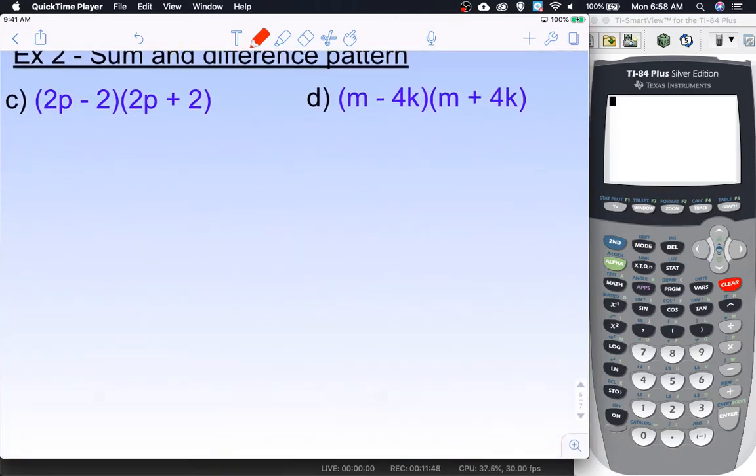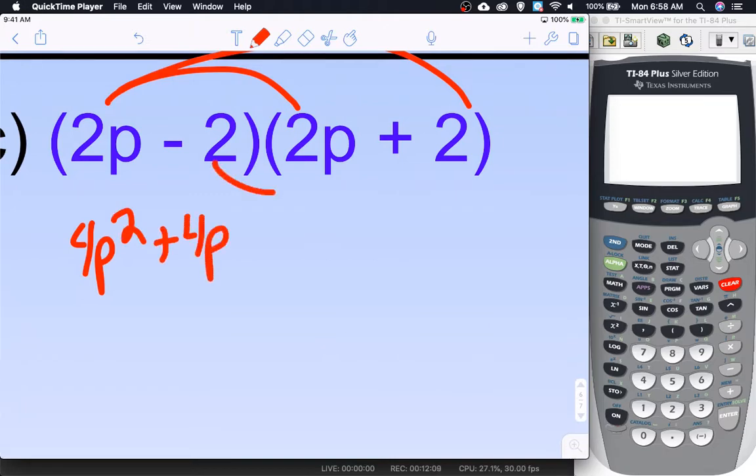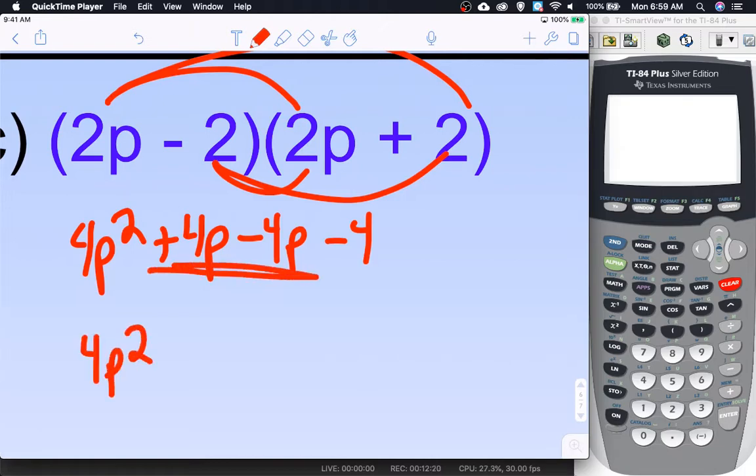Okay, why don't you go ahead and pause the video and do these two on your own right now, please. All right, so this would be 4p squared plus 4p minus 4p minus 4. 4p squared comes along for the ride. These p's in the middle cancel, and our minus 4 comes along for the ride.